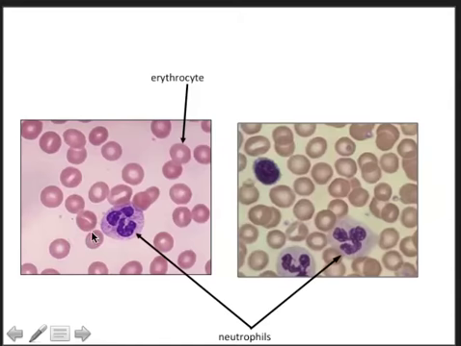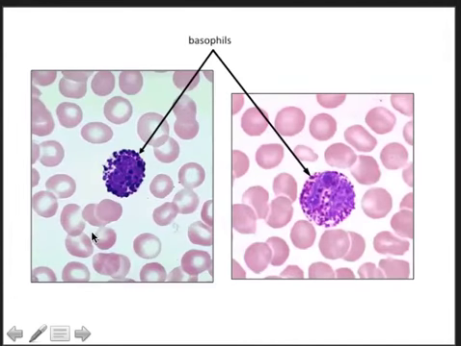So basically practice looking at these blood smears so that you get very used to what these different formed elements look like. Here you can see basophils. Notice the purple granules that almost completely obscure the nucleus, and notice the erythrocytes all around here, okay?